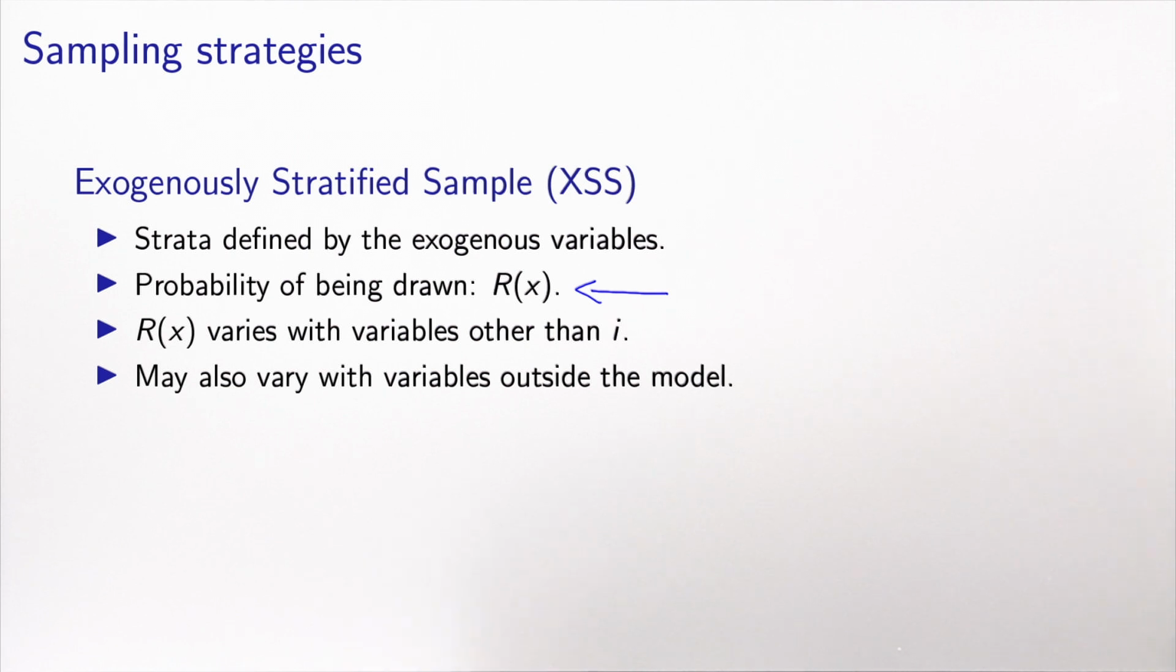What is important here is that the probability depends on any variable which is not endogenous. So in particular, it may also vary with variables outside the model. It does not matter. What is important is that it does not vary with the choice.